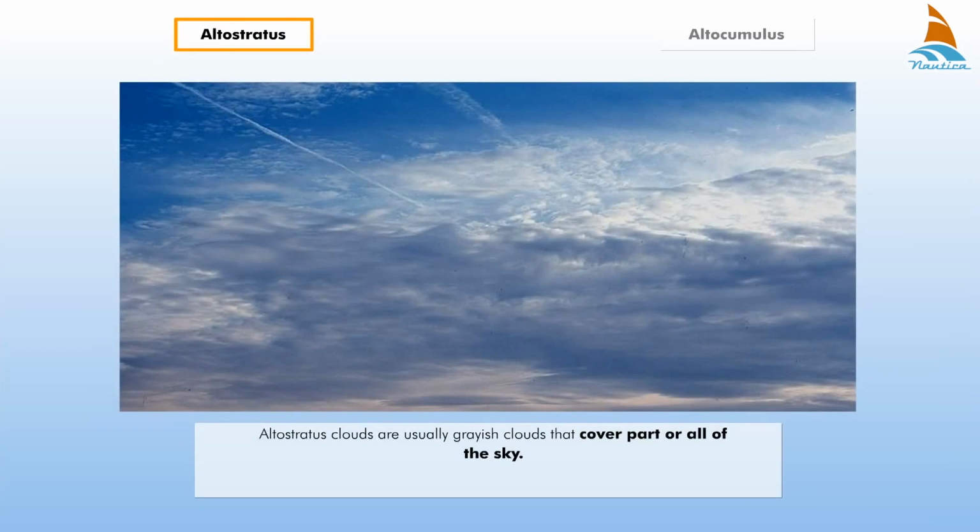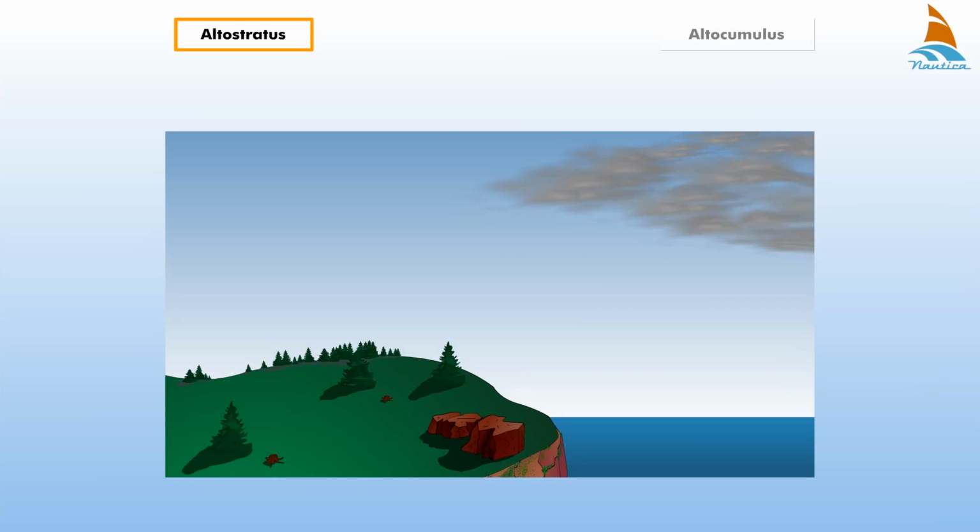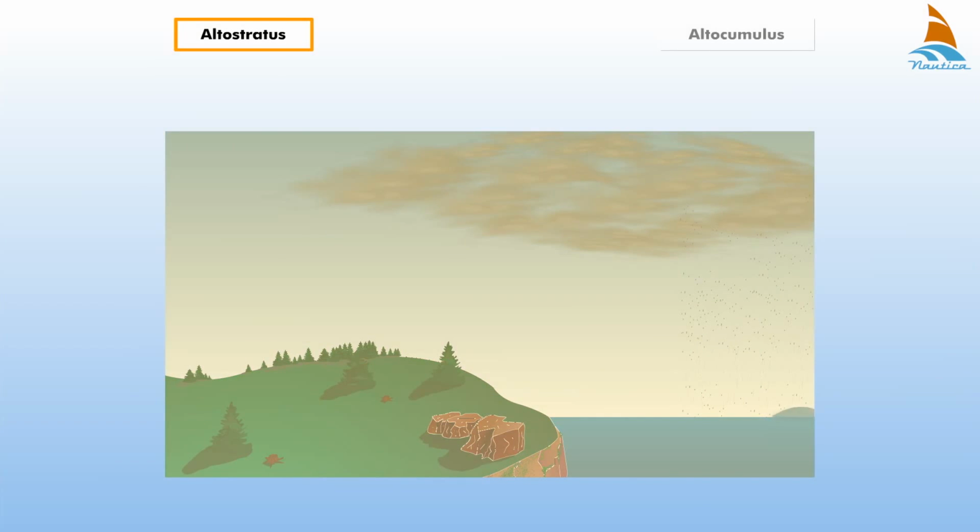Mid-level clouds are altostratus and altocumulus. Altostratus clouds are usually greyish clouds that cover part or all of the sky. These clouds are composed of water droplets or ice crystals. At sea, altostratus clouds are an important weather indicator. These clouds can indicate that rain or snow is approaching, associated with poor visibility and huge waves with heavy swell.